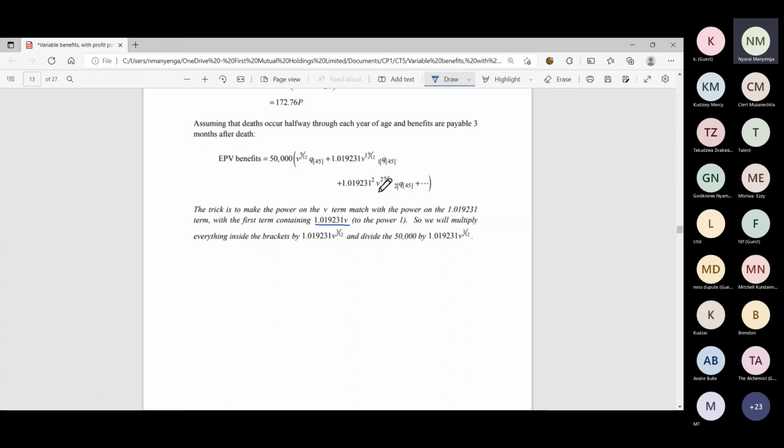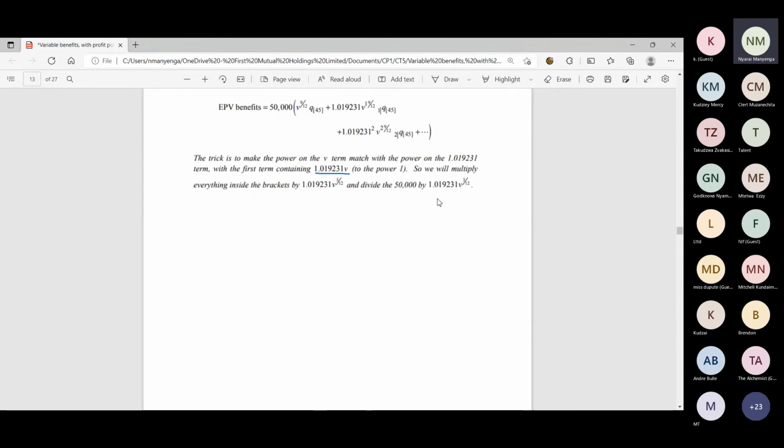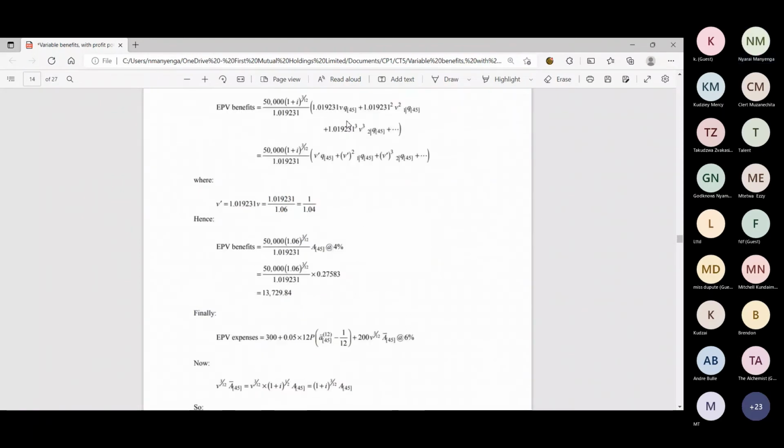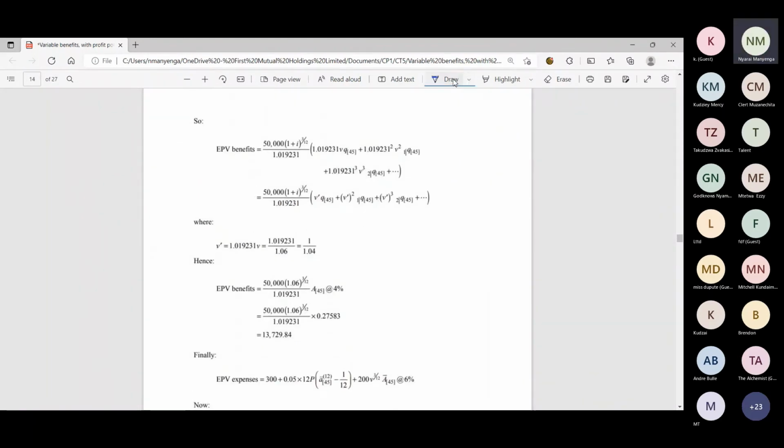To the power 1, to the power 2, to the power 3, and so on. So you see that if we multiply everything inside the brackets by this and divide the 50,000 by this, we will be able to achieve what we want in terms of making the increasing part and the power on the v term the same. So you see that this then simplifies to this here.